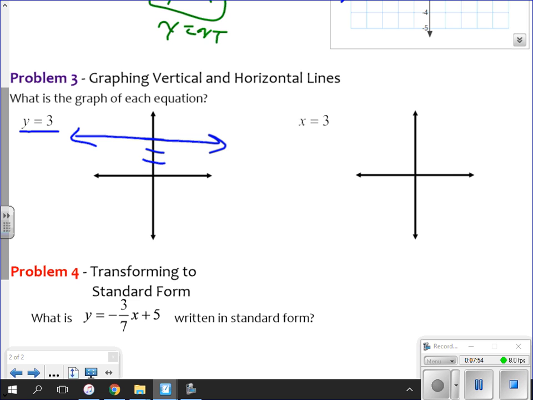When I do x equals, same idea. When y is 5, x is 3. When y is 10, x is 3. When y is negative 4, x is 3. X is always 3. If it's x equals, I have a vertical line through that number. Okay. You just have to remember which one's which.